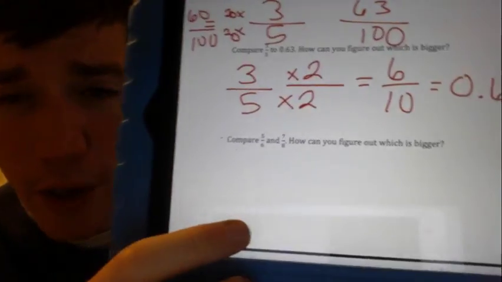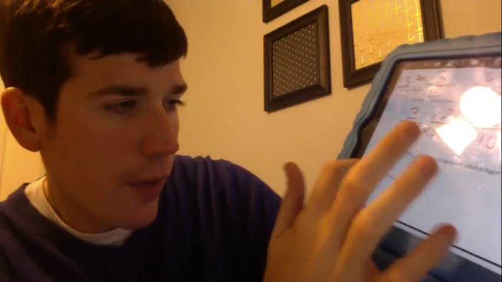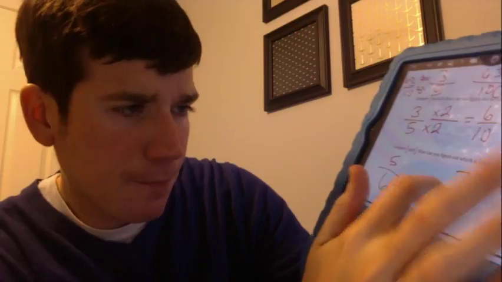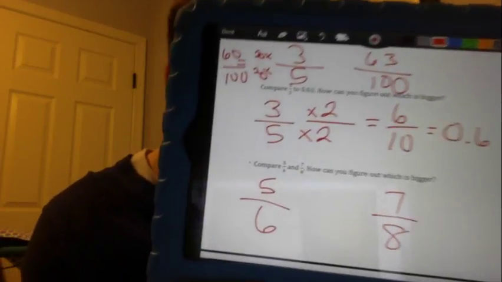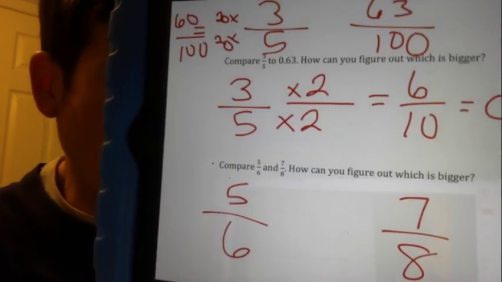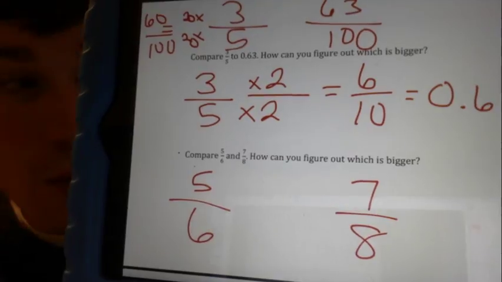Now let's look at the second one. The second one I might approach a little bit differently. Notice these are both fractions. I'm going to write them a little bit bigger. We have 5/6 and we have 7/8. Now, the first thing that pops out to me in my head is that both of those fractions are missing one piece from being a whole.